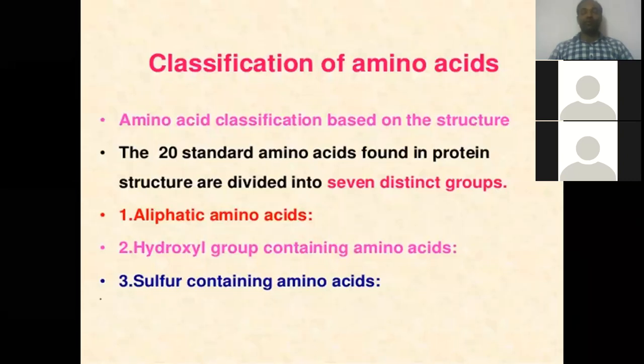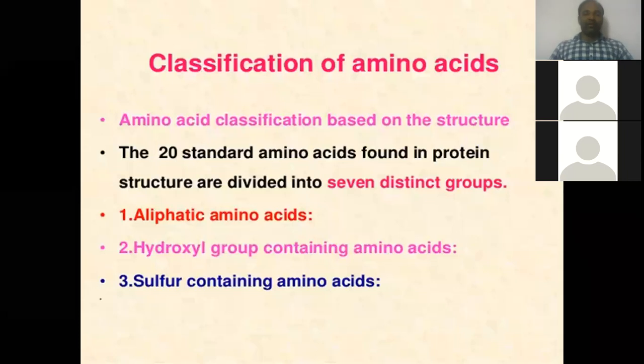The classification of amino acids has three main heads. The first head is classification of amino acids on the basis of their structure. The second head is classification of amino acids on the basis of nutritional value. And the third one is classification of amino acids on the basis of their polarity. With the help of these three main categories, we can classify amino acids.